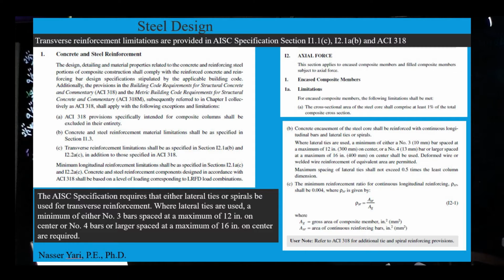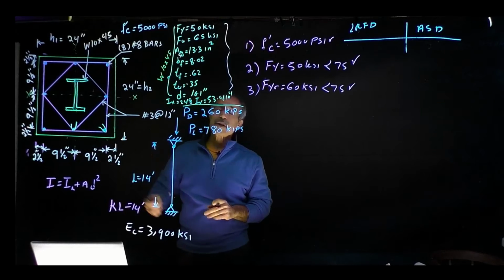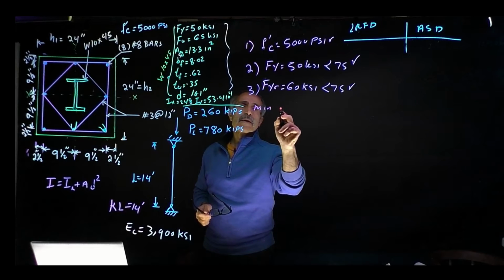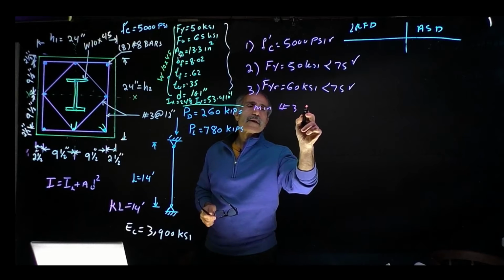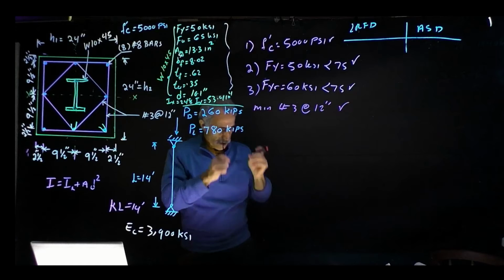When lateral ties are used, a minimum of number 3 rebar spaced at 12-inch is required. We are using minimum number 3 rebar, so we are good in that spec, and that checks out. Minimum number 3 at 12-inch spacing. Checks out per the spec.